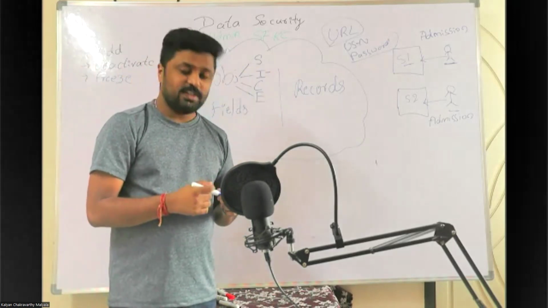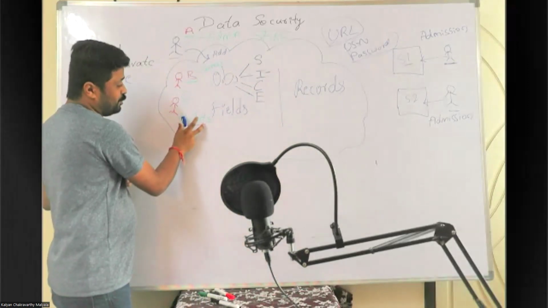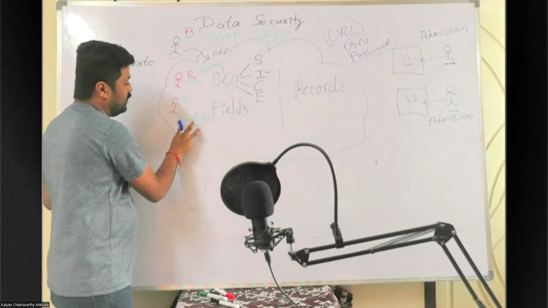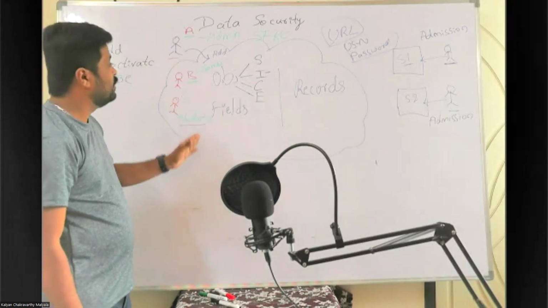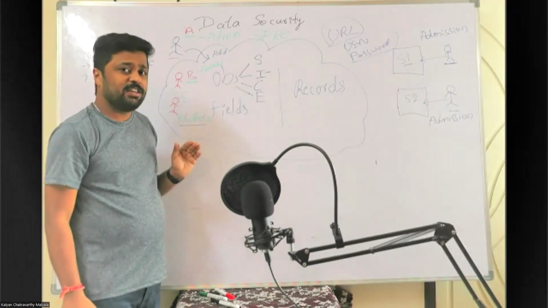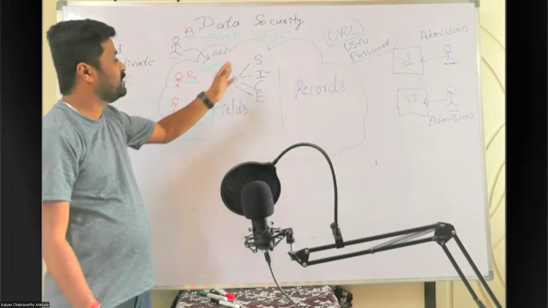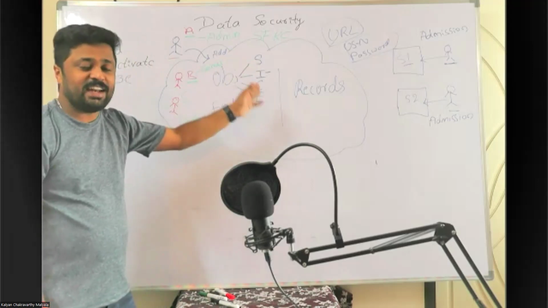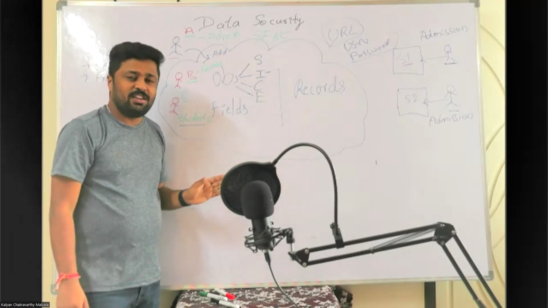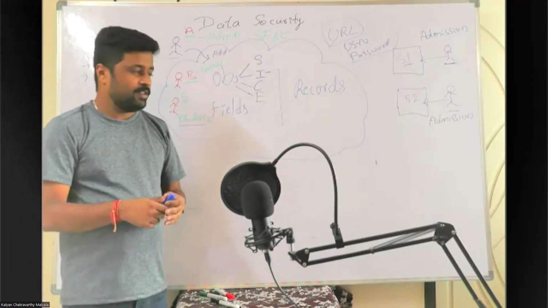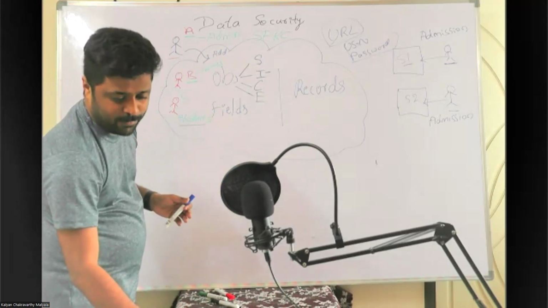Are you getting my point? Should a student have access to the trainer object, like the trainer's phone number, which subject the trainer is going to teach, what the salary of the trainer is? Should a student need to know all this? No, right? Obviously no. Because, why? One second.